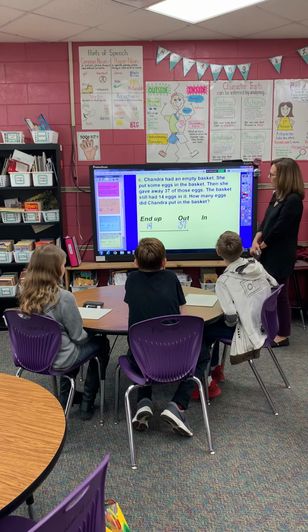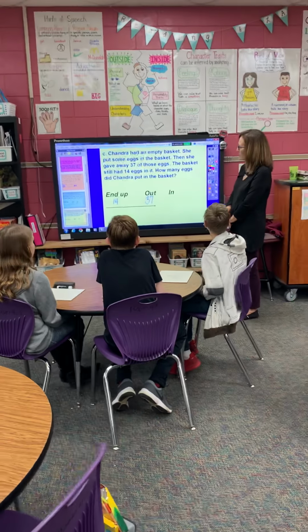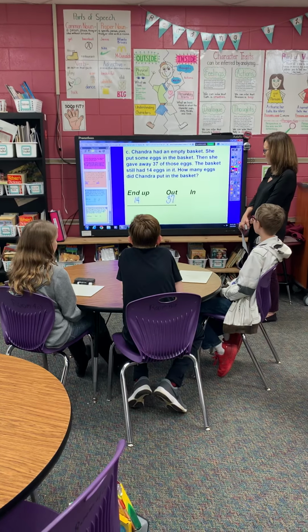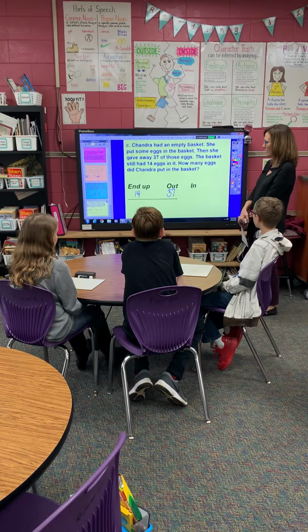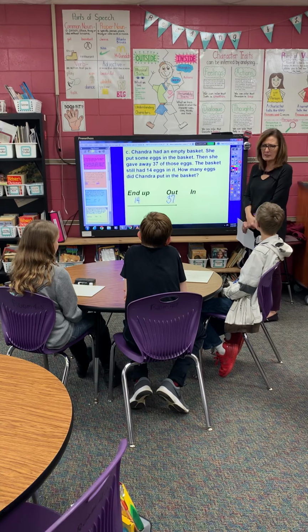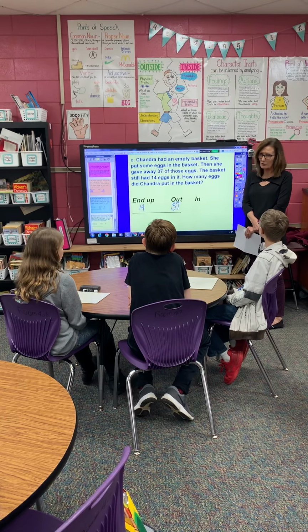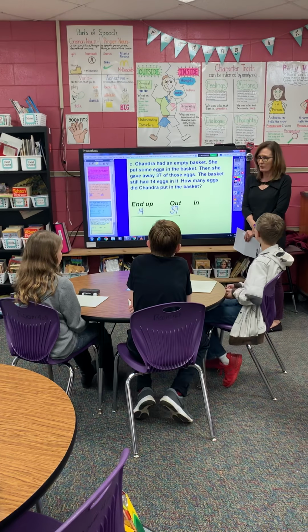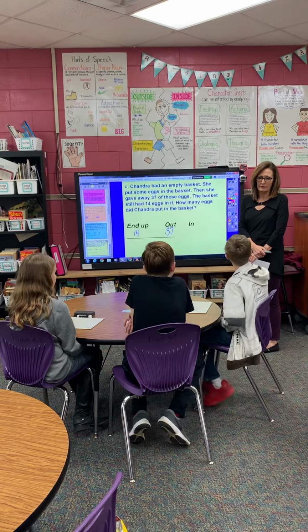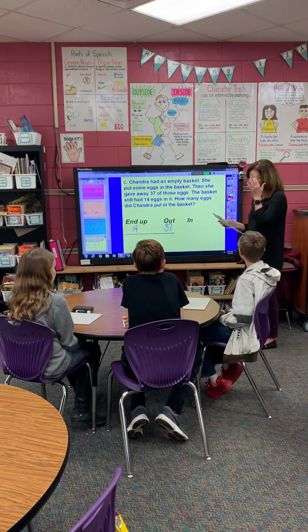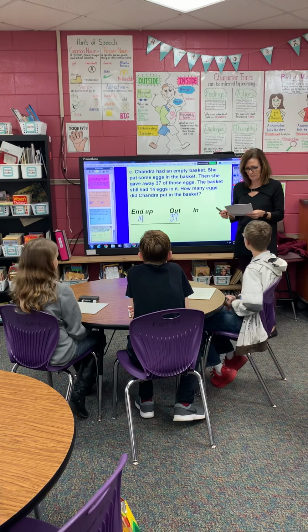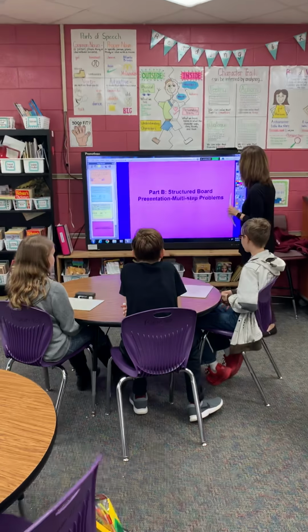Let's look at it again. Chandra had an empty basket. She put some eggs in the basket. Then she gave away 37 of those eggs, and the basket still had 14 eggs in it. How many eggs did Chandra put in the basket? So we're trying to find the number that she started with. Big number. It's going to be a big number. Okay, how do we find a missing big number? Very good. Say an addition problem. 37 plus 14. Very good.